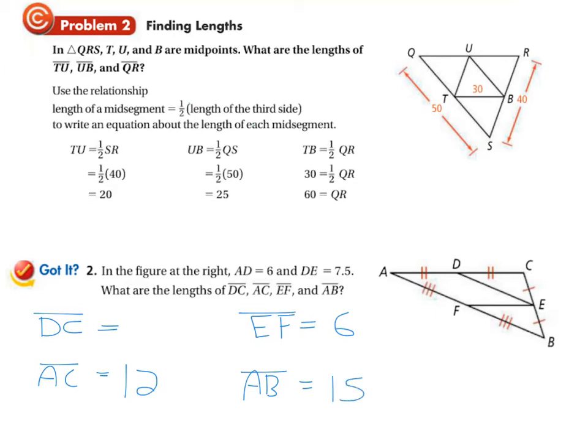And what about DC? Well, DC is this segment here that is equal in length to AD because they have the double segment marks, meaning that AD and DC are the same, and they're asking about DC. So if this one was 6, then this one will be 6 as well. There you go.